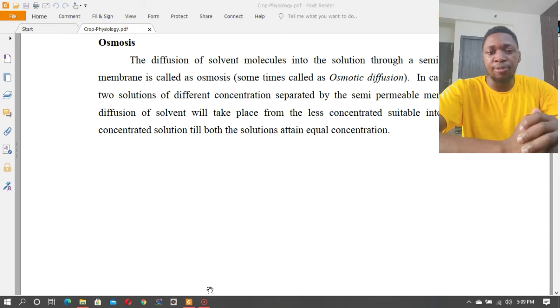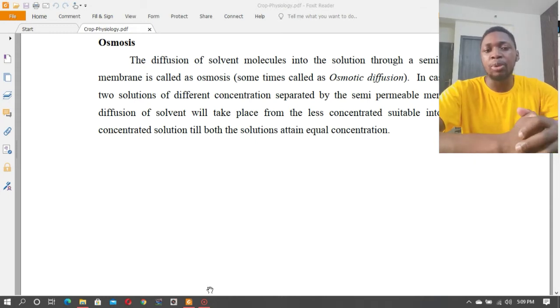So let's quickly move on to osmosis. Define the term osmosis. What is osmosis? State and explain the importance of osmosis in plants. That's what we are going to be talking about today. So without wasting much of our time, let's move on to osmosis.